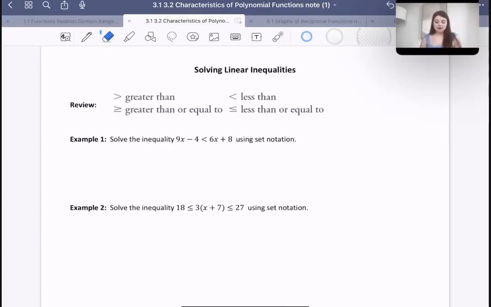Hello, everyone. Welcome back. Today, we're going to talk about solving linear inequalities. So, quick review before we start.